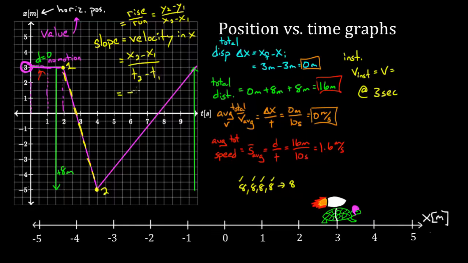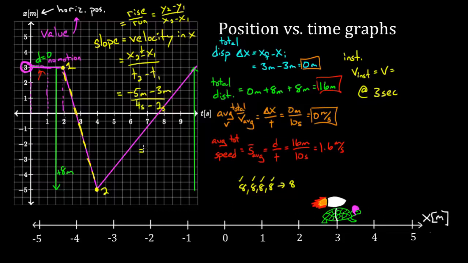That's -5. So I got -5 meters minus x1. That's this. Don't make x1 4. That's a time. That's not a position. So at point 1, the horizontal position was 3, so +3. But the negative's here because the negative's in the formula. And then divided by time 2, that was 4 seconds. And minus t1 was, let's see, 2 seconds.